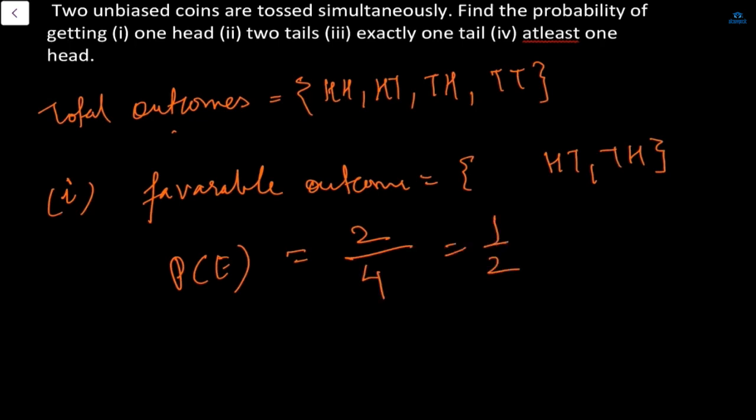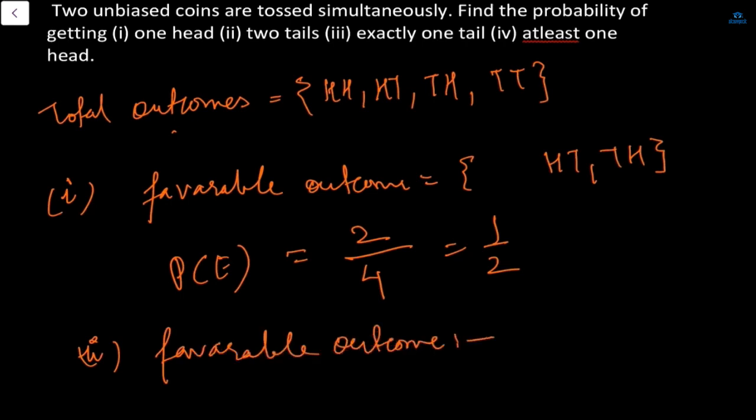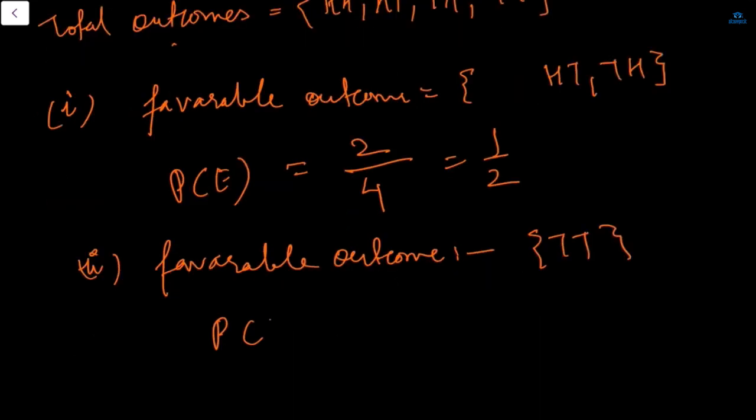Similarly, if you see the second one, favorable outcome, 2 tails. 2 tails, that is TT. So here what will be the probability? 1 by 4. Now the third one is what?